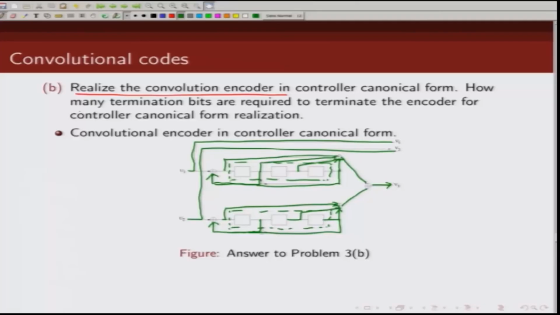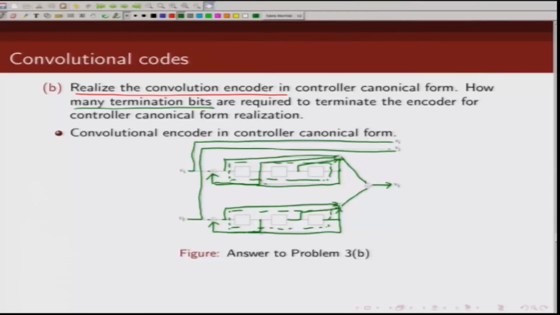Now, the next question is how many termination bits are required to bring this encoder back to all 0 state. Now, what does termination mean? Termination means we are bringing this encoder back to all 0 state. So, no matter what the state is, if we want to bring them back into an all 0 state, the number of termination bits required is equal to how many memory elements we have.